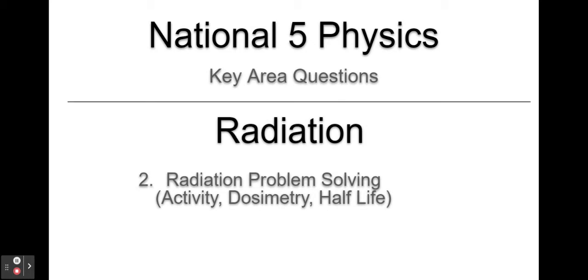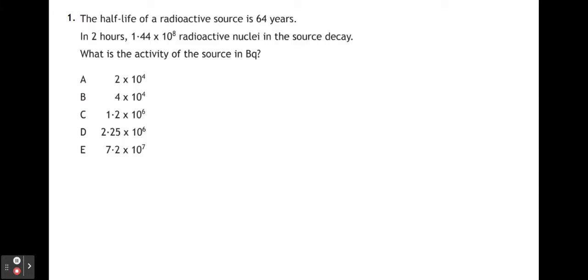Hello. Today we're going to have a look at some past paper questions about the radiation part of the National 5 Physics course. So let's start with this multiple choice question, and it tells us that the half-life of a radioactive source is 64 years.